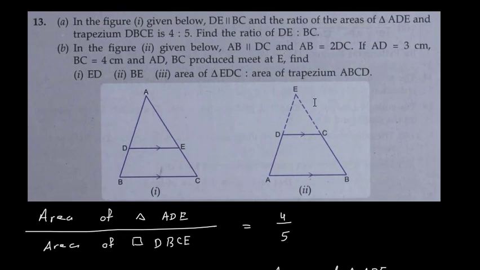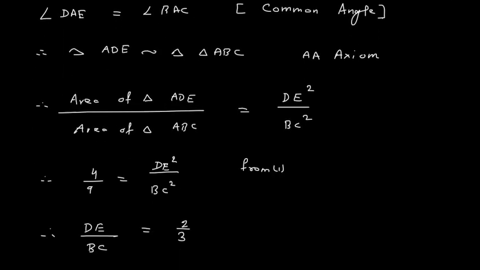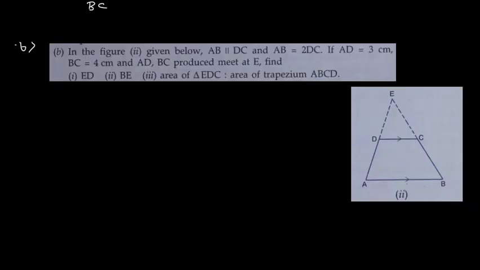Now B part. Here in the figure, AB is parallel to DC. This we can see. AB is 2 times DC. AD is 3, so if you want, you can write it in the diagram. BC is 4. Now AD and BC are produced and they meet at point E. We have to find the value of ED, the value of BE, and the ratio of triangle EDC upon this trapezium.